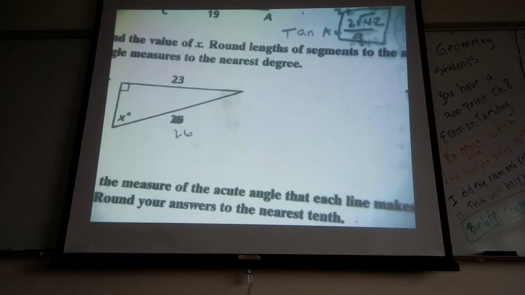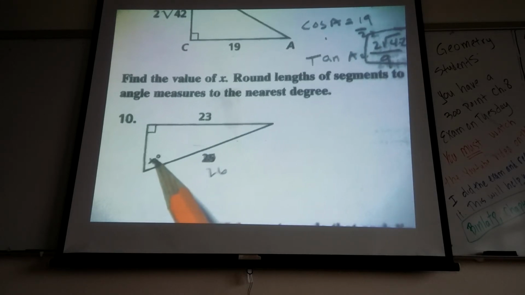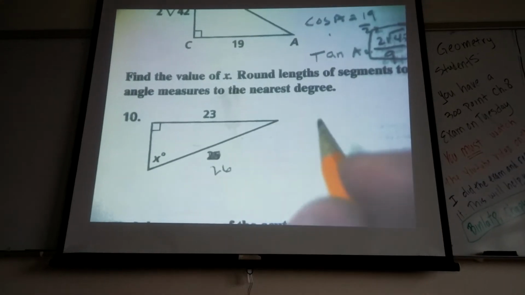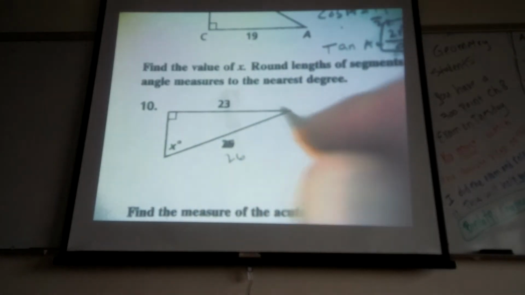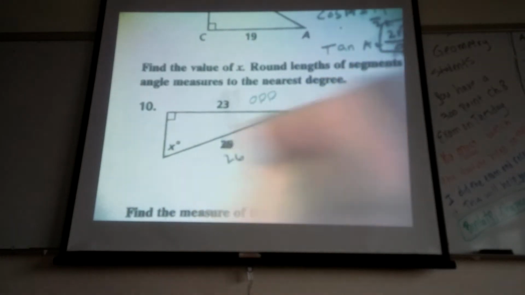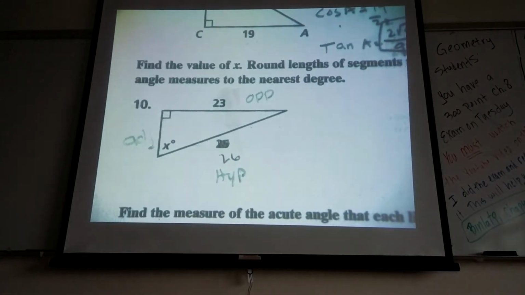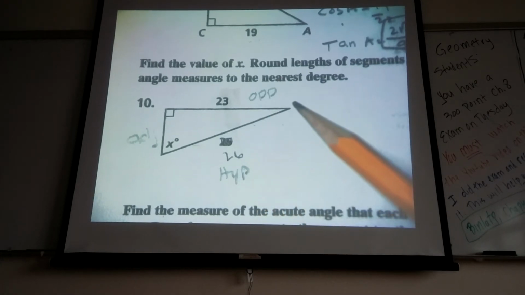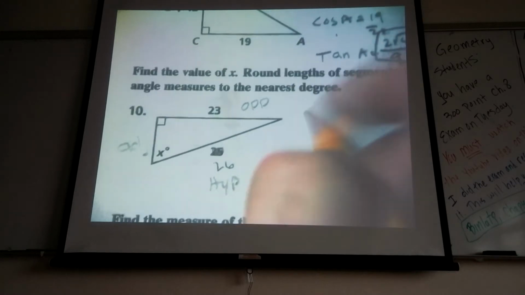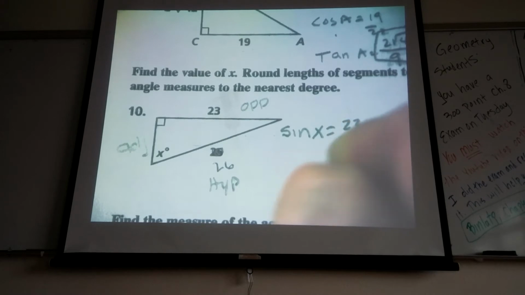All right, so number 10, it says find the value of x. Okay, so here they want you to find the actual angle. So let's remember what these are here. This one here, relative to x, 23 is the opposite. This one here is the adjacent, and this one here is the hypotenuse. So it looks to me like I have opposite over hypotenuse. Look at the left side of the classroom. You'll see my trig ratios there, and you'll see that it's sine of x equals opposite over hypotenuse.